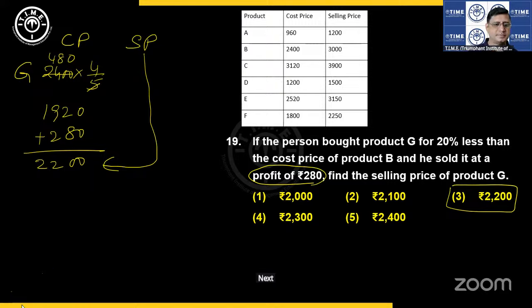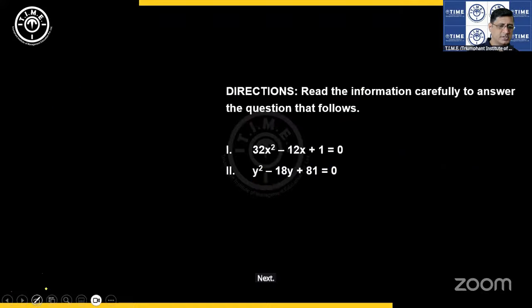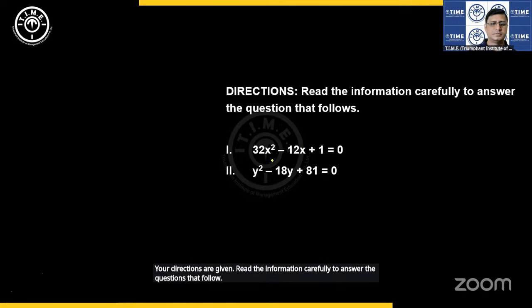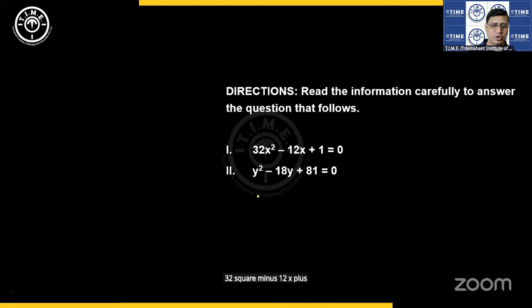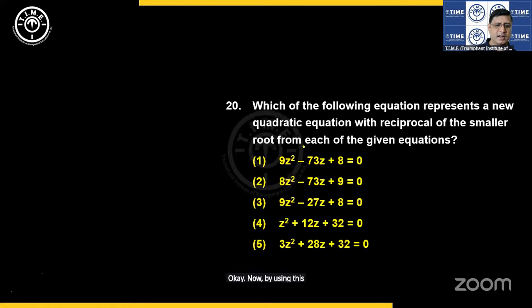Next question on your screen. Here directions are given. Read the information carefully to answer the questions that follow. 3x square minus 12x plus 1 is equal to 0. Y square minus 18y plus 81 is equal to 0. Okay. Now, by using this information, we need to answer the questions here.